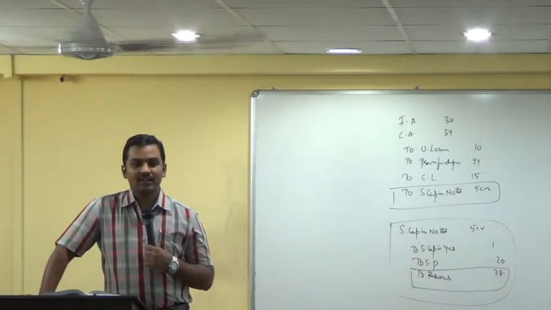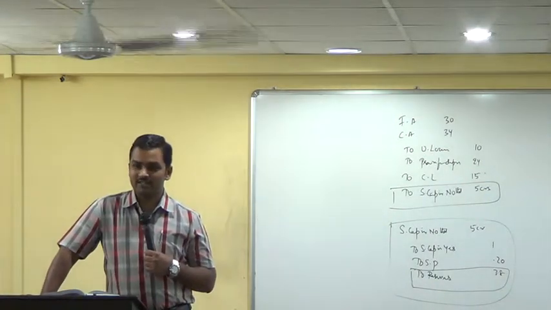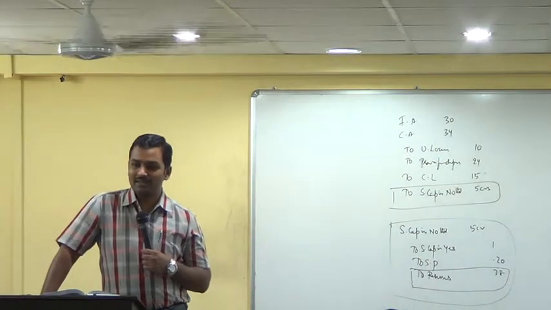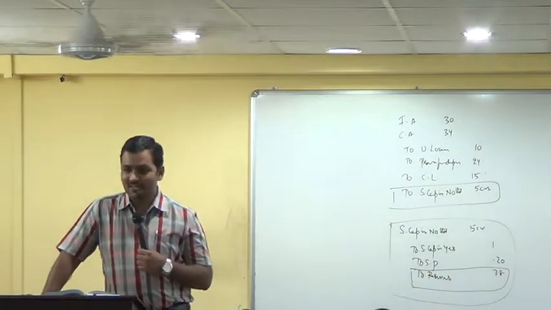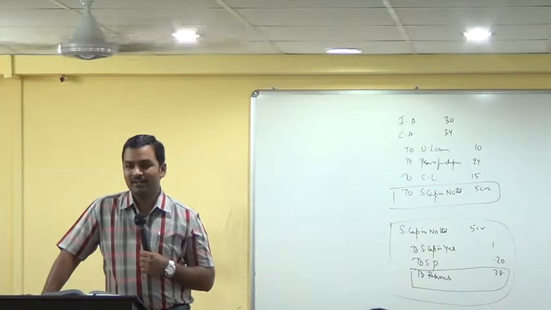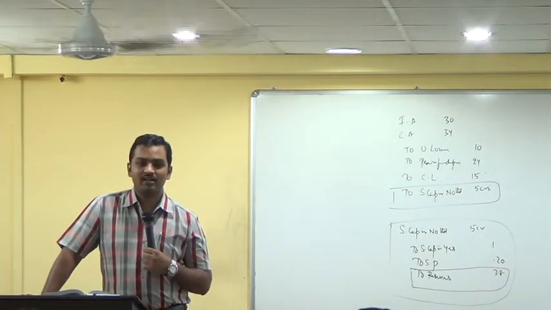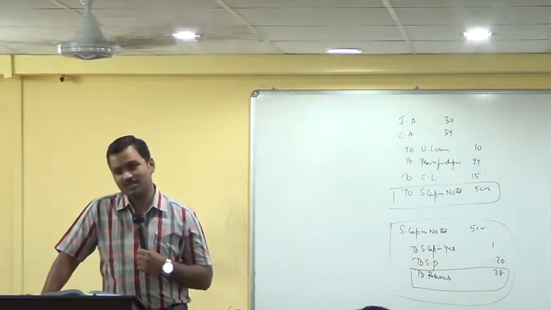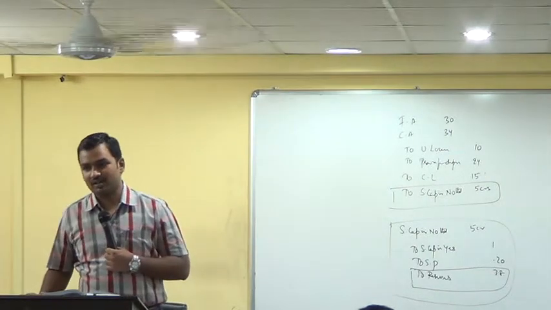Unrealized profit on stock. Definitely there will be group company transactions. Group company transactions will not take place at cost price. They will take place at cost plus markup. And when you prepare consolidated balance sheets or amalgamation problems, definitely you have to eliminate stock reserves.